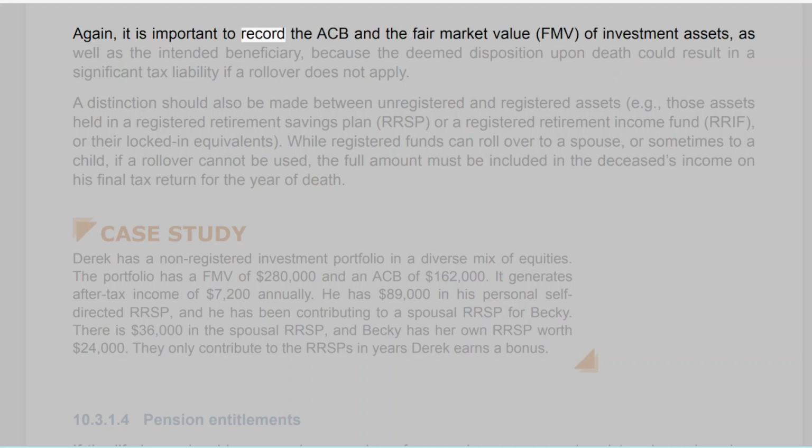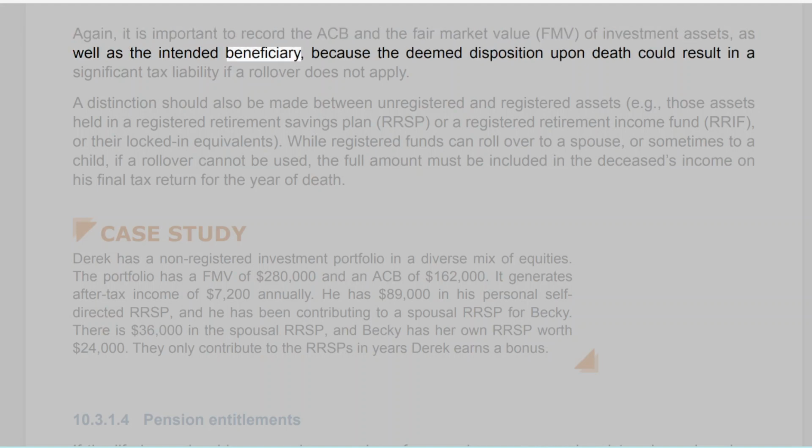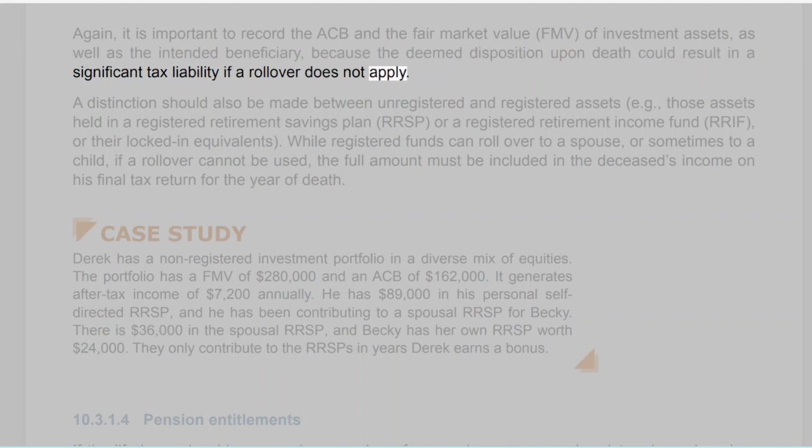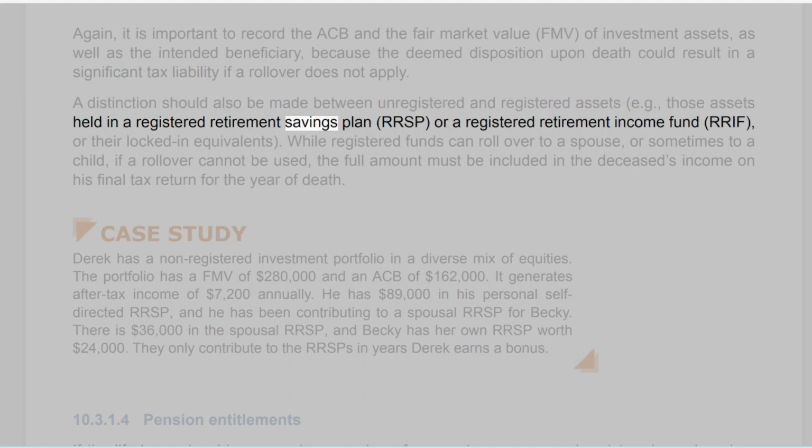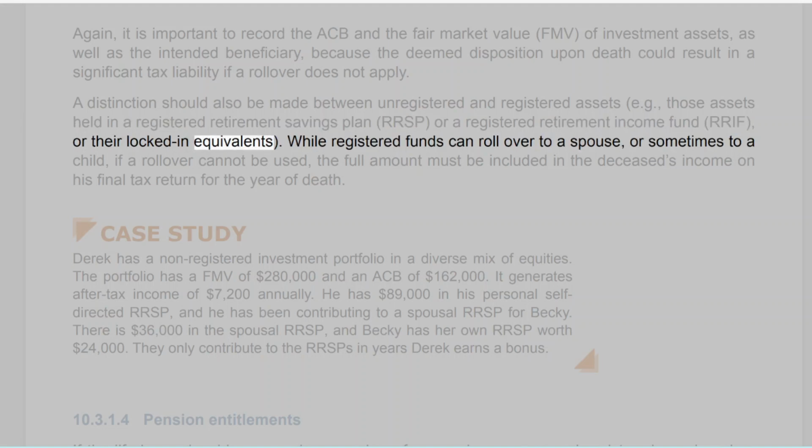Again, it is important to record the ACB and the fair market value, FMV, of investment assets, as well as the intended beneficiary, because the deemed disposition upon death could result in a significant tax liability if a rollover does not apply. A distinction should also be made between unregistered and registered assets, for example, those assets held in a registered retirement savings plan, RRSP, or a registered retirement income fund, RRIF, or their locked-in equivalents.